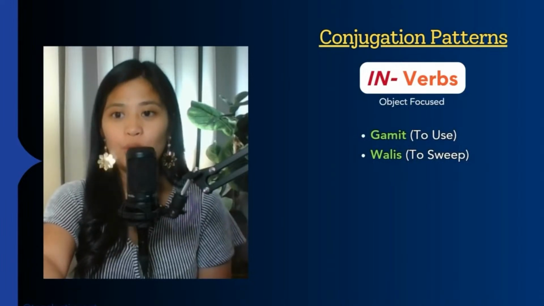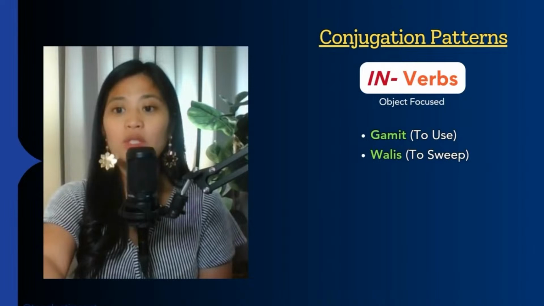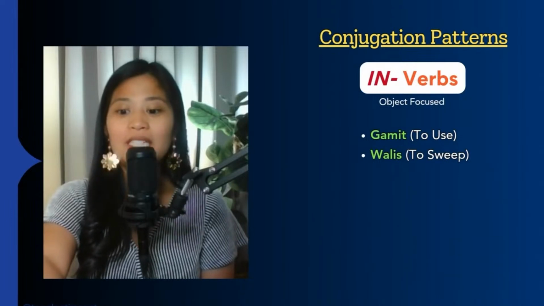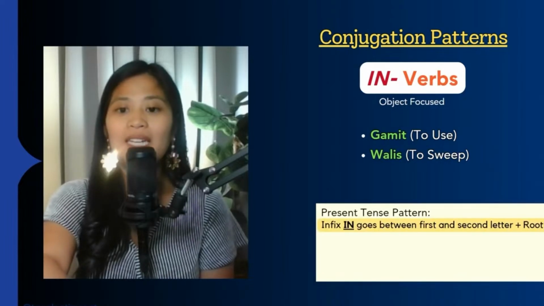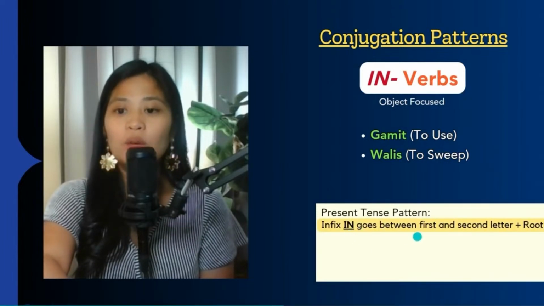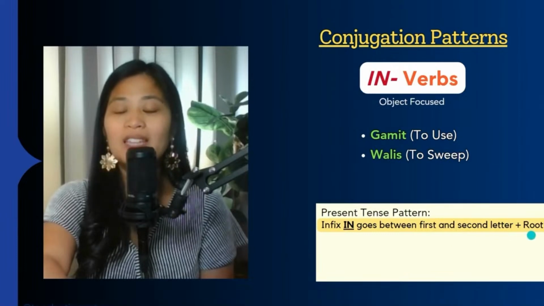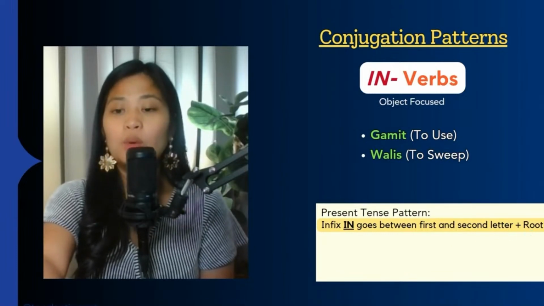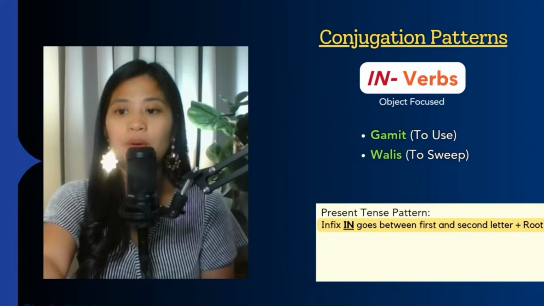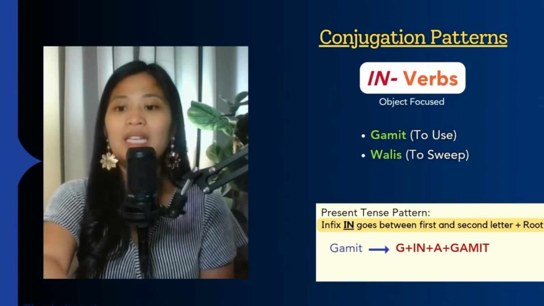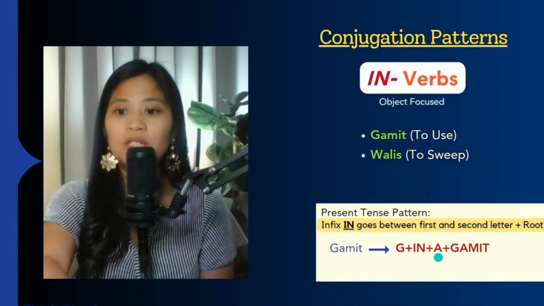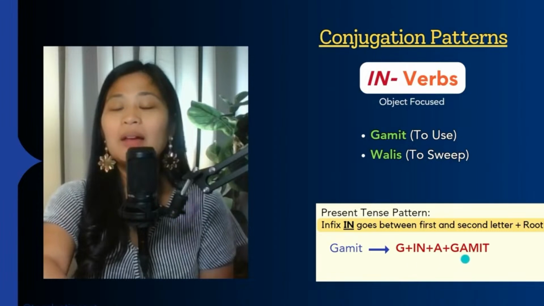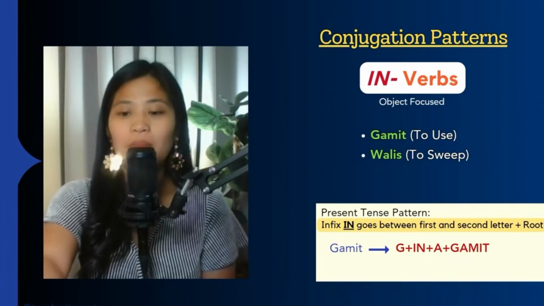Here are some examples. Gamit means to use. Walis means to sweep. It has a very similar pattern to um verbs. The only difference now is that the infix in goes between the first and second letter, and then it's the root. So gamit, to use, in the present tense becomes ginagamit. Ginagamit ko. I am using something.